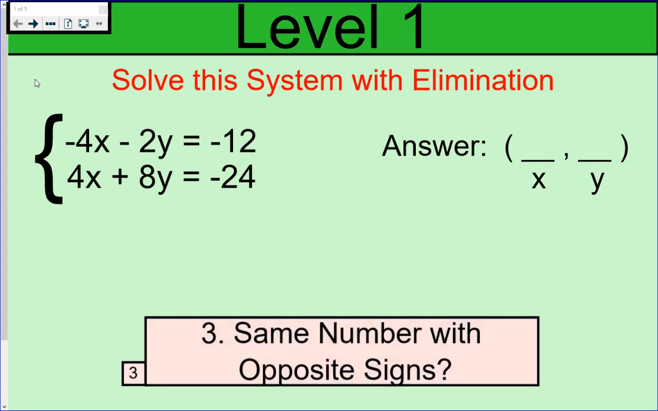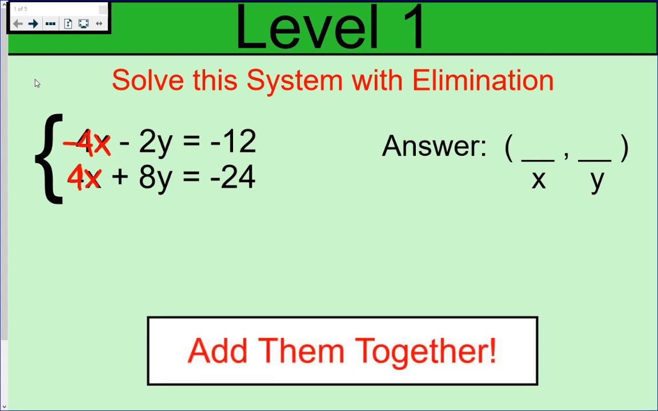Do those same numbers have opposite signs? In other words, we have a positive 4x in the bottom and a negative 4x in the top. That's actually good news. We want it to be like that. If you can answer yes to all three of these questions, then we're going to just add straight down.